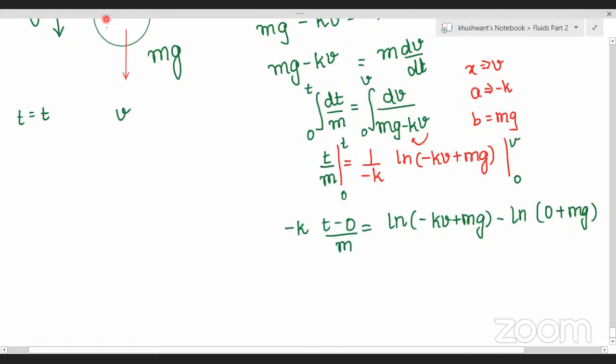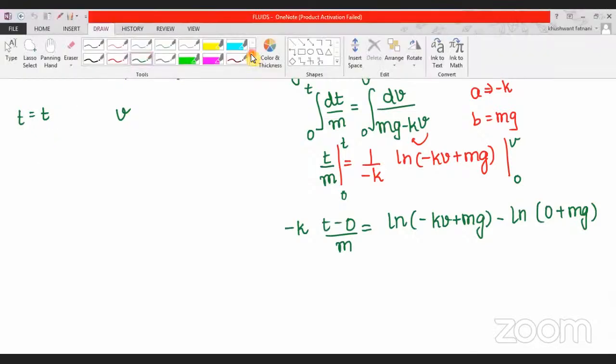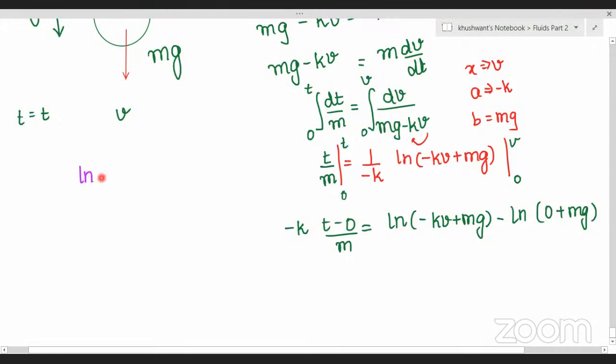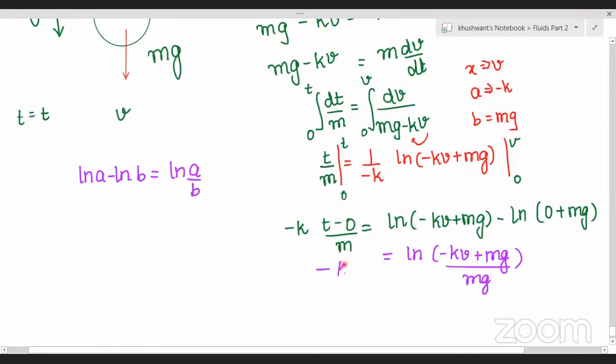Do we have a property for log? Let us take this with Aliza. What is the property for log, Aliza? Log of a minus log of b is given as how much? Log of a by b. Very good. Can you see, Aliza, this property is going to be used in this question very shortly? Yes, sir. What will be the expression? Minus kv plus mg upon mg, divided by ln. Right? Easy? Yes, sir. Now let us multiply these terms. What will it be? Minus kt by m. Have a look. Right? Yes, sir.